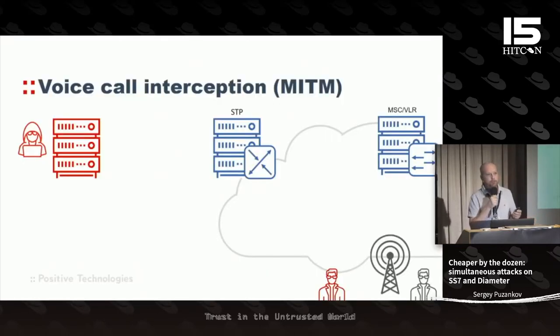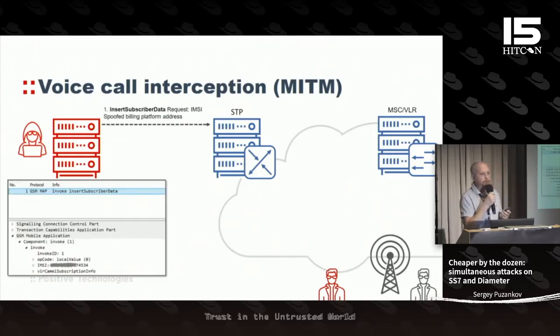So, I'll start from some simple things. This is a classical man in the middle or voice call interception attack on SS7 networks without any protection tools. First of all, the intruder should send an insert subscriber data signaling message. This message addresses the subscriber by IMSI identity, and contains information about a spoofed billing platform. And of course, the intruder should spoof the address to their own.